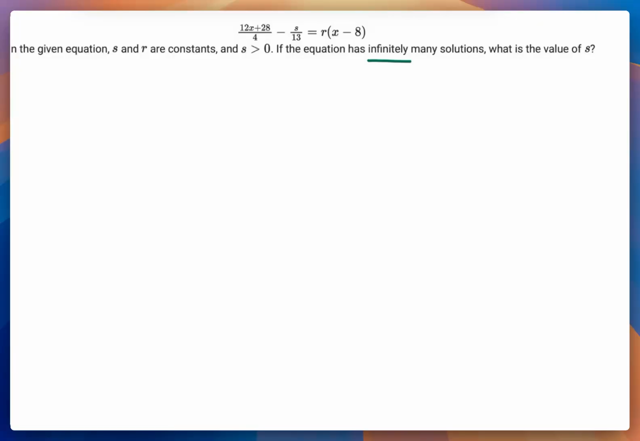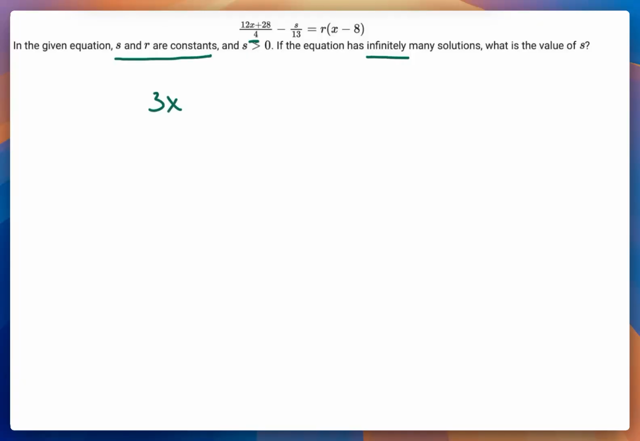So what that's going to look like with an equation like this is that the constants are going to be the same on both sides of the equation and the coefficients, okay? Now, when they give you this information, S and R are constants, that just means it's some number, and you're just going to pick that number to make it work for what you need it to equal. So the first thing we have to do is simplify this a little bit. So let's divide each of these by 4 so it will look a little nicer.